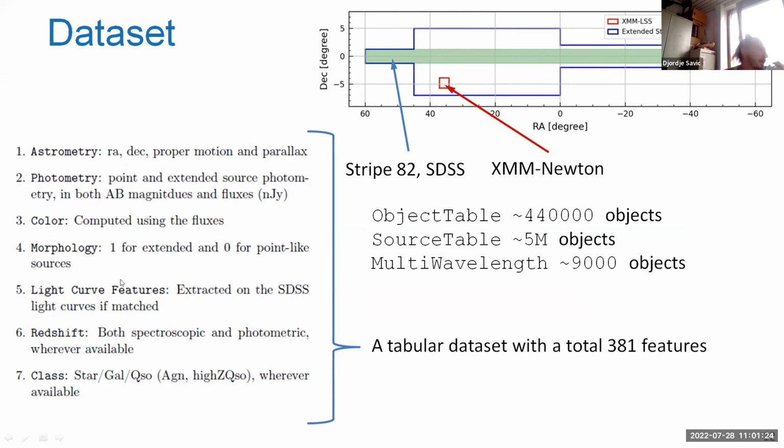There is a large number of light curve features, which I'll explain later, that were computed for the SDSS light curves. Also, redshift is given if known, most reliably the spectroscopic one. And of course, we have the class labels. In total, that's 381 features.